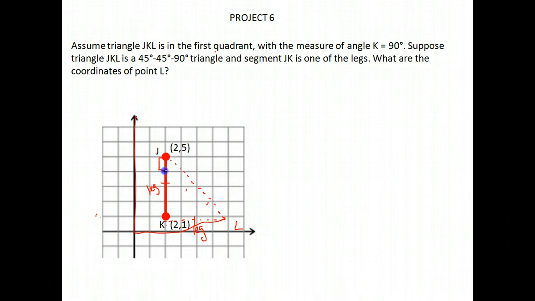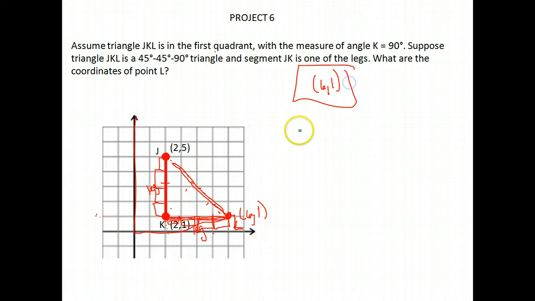Well, this leg, if we just count the squares, is 1, 2, 3, 4 long. So our other leg, since it's a 45, 45, 90, should also be 1, 2, 3, 4 long, which would put L right there. And then I'm going to solidify my triangle here. Where would L be located then? Well, it should be 4 to the right of 2, 1. It's at 1, 2, 3, 4, 5, 6, comma, 1. So L would be located at 6, 1 if we are using it to create a 45, 45, 90 triangle in the first quadrant.